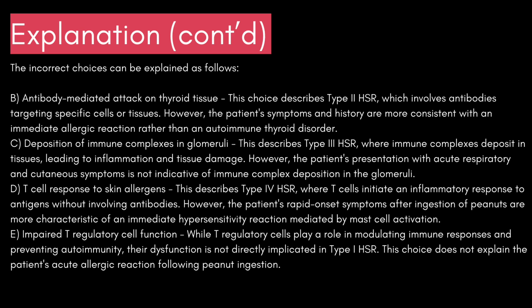C, deposition of immune complexes in glomeruli. This describes type 3 HSR, where immune complexes deposit in tissues, leading to inflammation and tissue damage. However, the patient's presentation with acute respiratory and cutaneous symptoms is not indicative of immune complex deposition in the glomeruli.